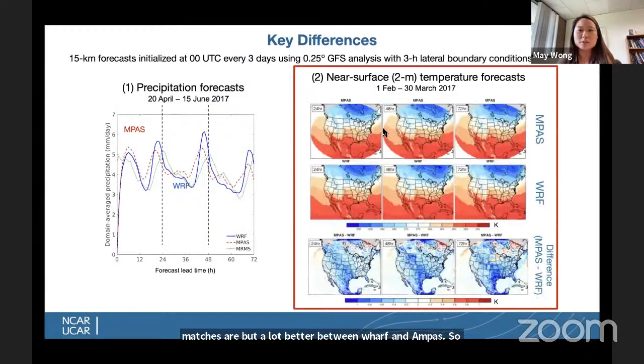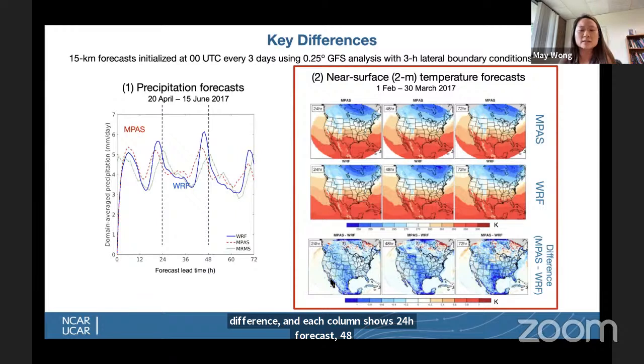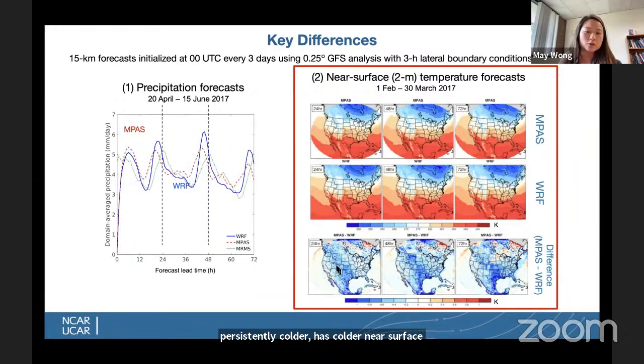So now moving on to near surface temperature forecasts. These are averaged 2-meter temperature forecasts from Mpass in the top row. The middle row is from Wharf, and the bottom is the difference. And each column shows 24-hour forecast, 48-hour forecast, and 72-hour forecast. And you can see that the difference here is that Mpass is persistently colder, has colder near surface temperatures than Wharf, especially noticeably over the Rockies and also over the Hudson Bay area.